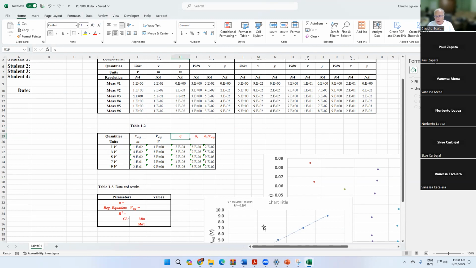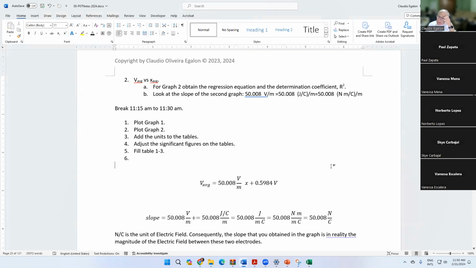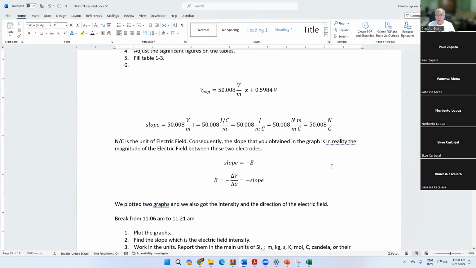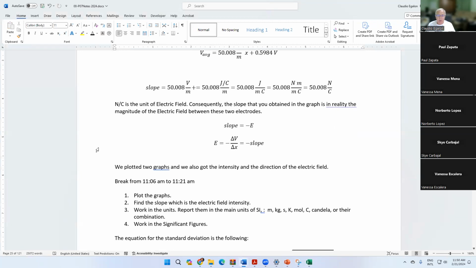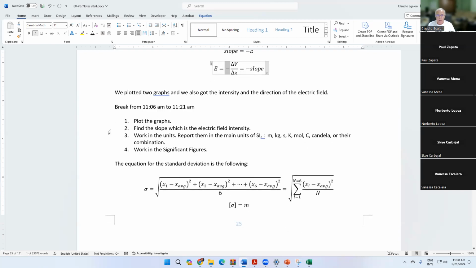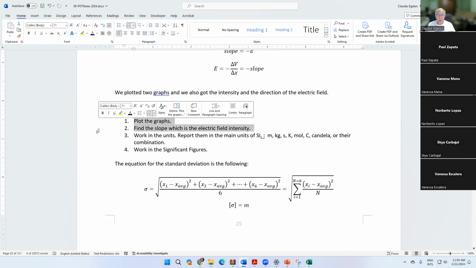So let's take a look at the equation for the standard deviation. This is an equation that you must have by heart, the same way that at this point in time you already have the equation for average. That's the relationship between electric field and voltage, electric potential. There's a minus sign here, delta V over delta X. Plot the graph, find the slope, work the units, report them in the main units of SI, work the significant figures.